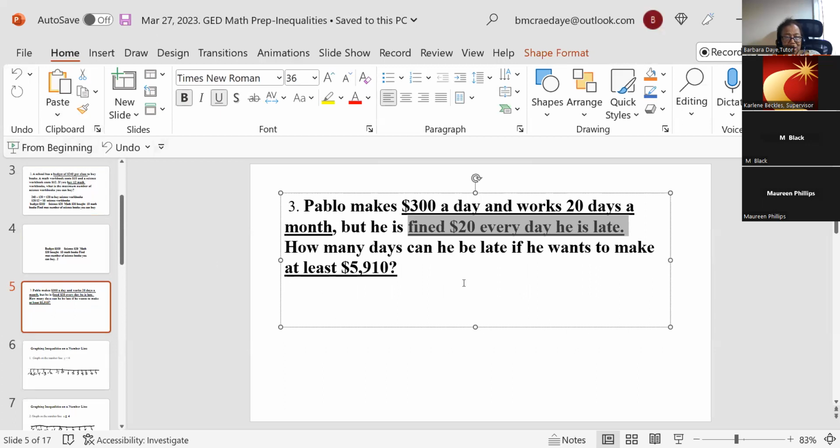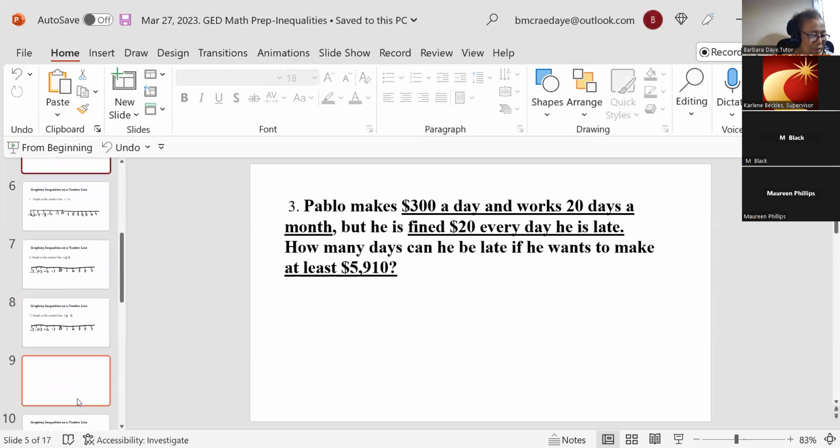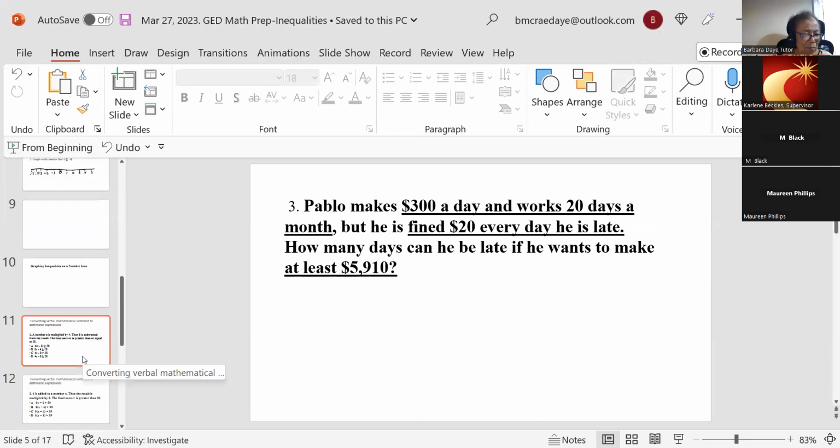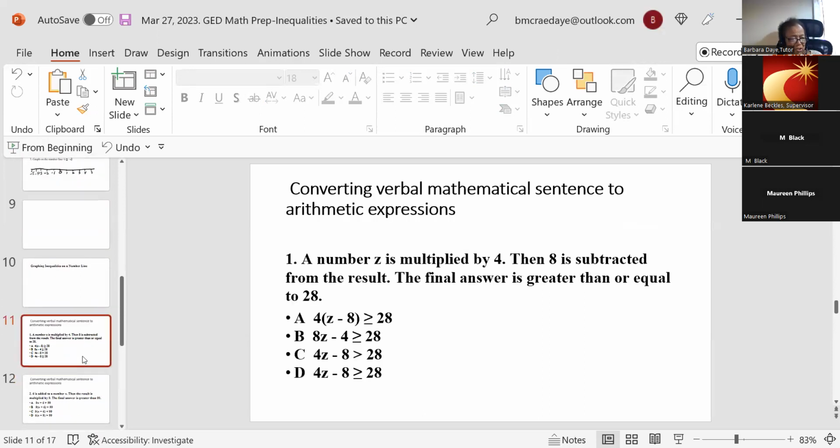Go ahead, Maureen. It's $300 a day, right? And he works 20 days a month, but he is fined $20 every day he is late. How many days can he be late if he wants to make at least $5,910? So you got to just do this. At least is greater than or equal. So he made $300 a day and worked 20 days. So you multiply the 300 by 20, right? That's right. Good start, Maureen.